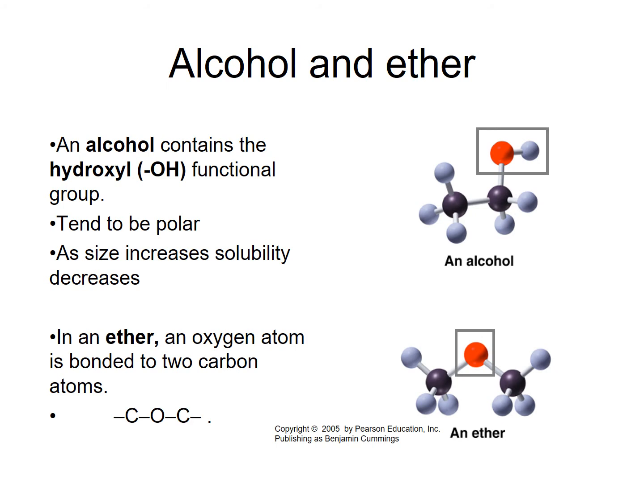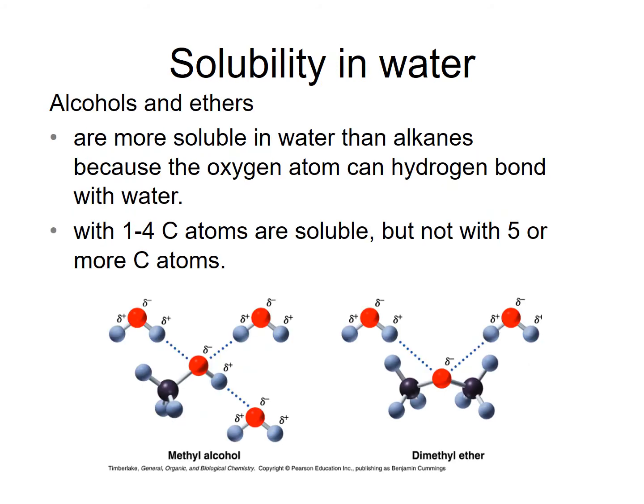So you would draw it as C-O-C, which would be your functional group there. Adding the oxygen to the carbon chain tends to increase the solubility in water, and so alcohols and ethers are a lot more soluble in water than their counterparts that only have carbon and hydrogen, the alkanes. This is because the oxygen in the ether or the oxygen in the alcohol can hydrogen bond to the water, and like dissolves like, and if you can form strong enough bonds with water, then you can dissolve in water.